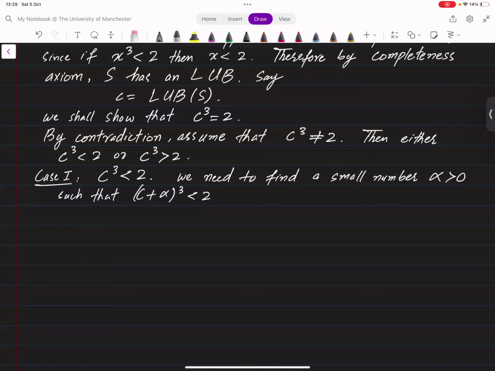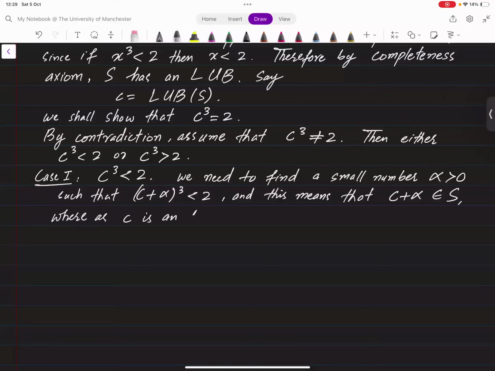This will mean that C plus alpha is in the set S, whereas C is an upper bound for S, which is a contradiction.